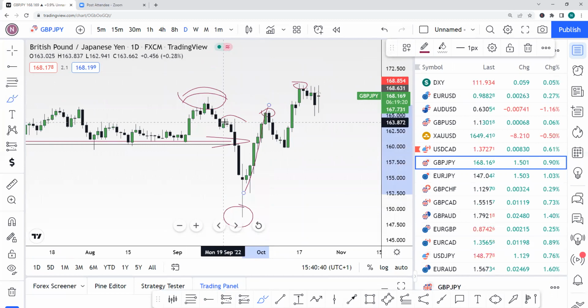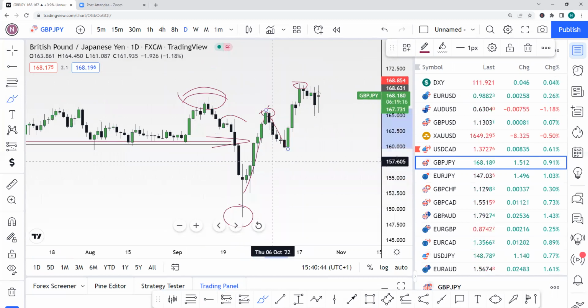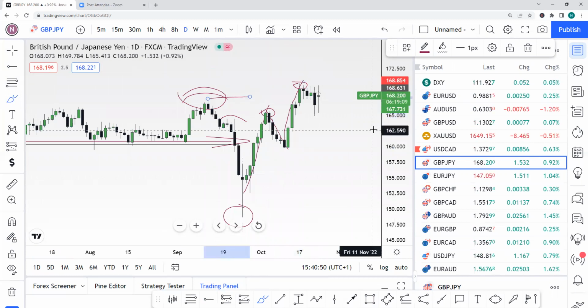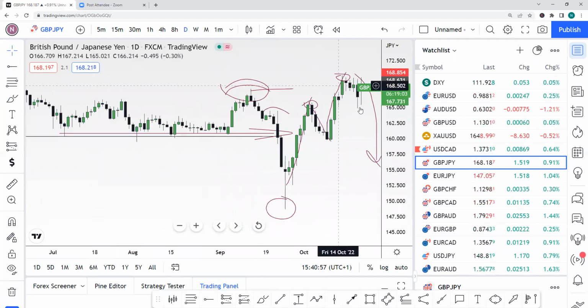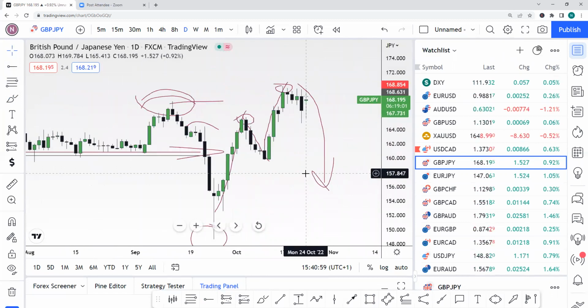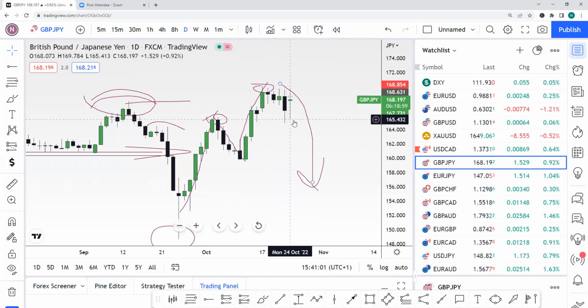That's broken this level to the upside, and that was why this sell came. But this sell never came to break this low before it pushed up again and broke this top. So as a result, right now we have to look for a sell to the downside, whether reversal or corrective structure. We just need to see a sell to the downside.